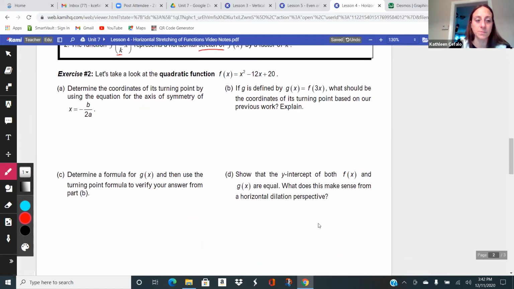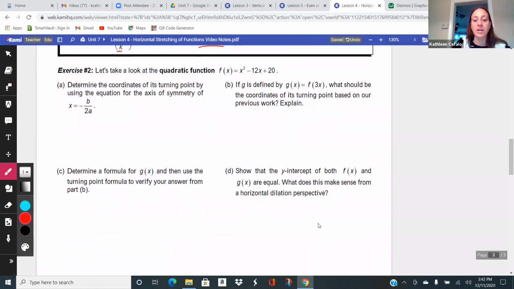Okay, so we have number 2. We're going to take a look at the quadratic function, and we're going to determine the coordinates of its turning point by using the equation for the axis of symmetry. We've done this in our past, and so we know it's going to be x equals negative b over 2a. When we look at the equation, our b value is negative 12. So we have x equals negative negative 12 all over 2 times 1. And if we simplify, our x value here is 6.